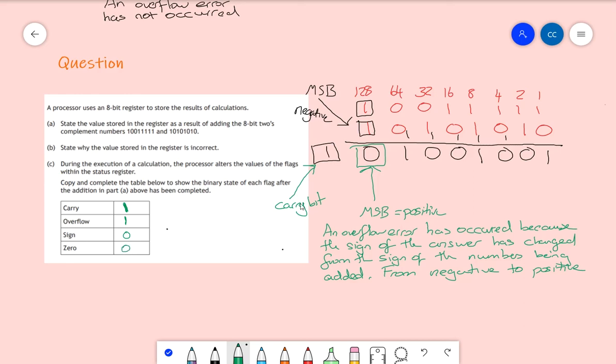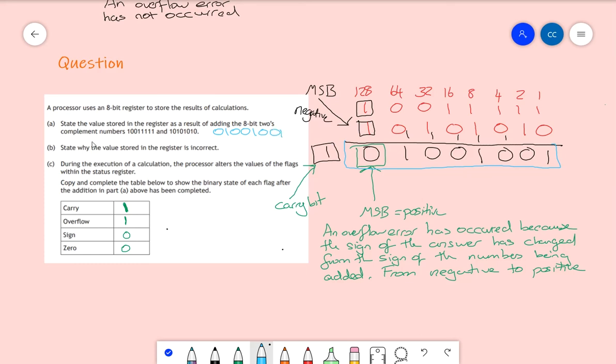So have we answered the question? Well, the first part of the question is state the values stored in the register as a result of adding the two numbers. So here is the answer to part 1. This is what's stored in the register. The carry is not stored in the register because the register is just 8 bits. So for part A, the answer is 0, 1, 0, 0, 1, 0, 0, 1.